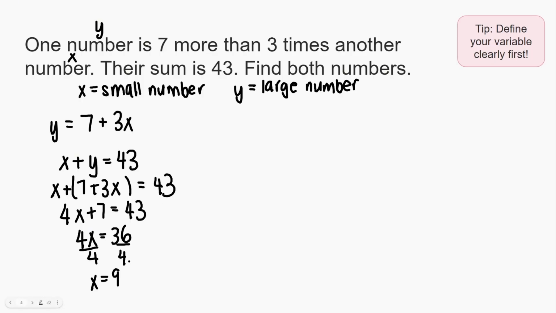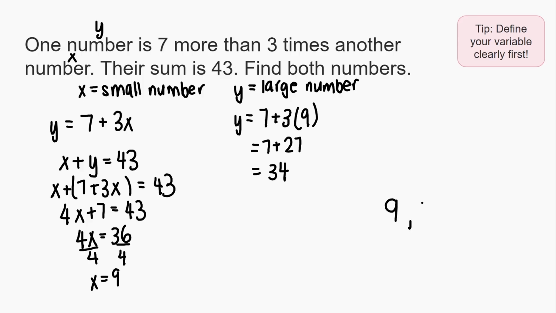Okay, now that we have our smaller number, let's find our larger one by plugging 9 in for x right here. So y equals 7 plus 3 times 9, which is giving us 7 plus 27, which is 34. So the two numbers are 9 and 34.